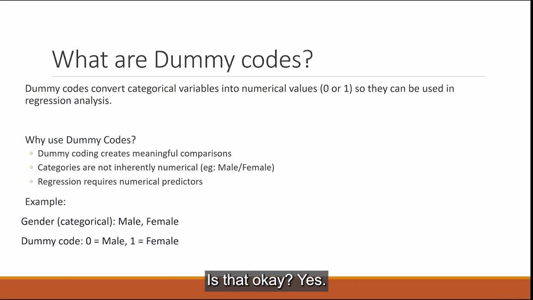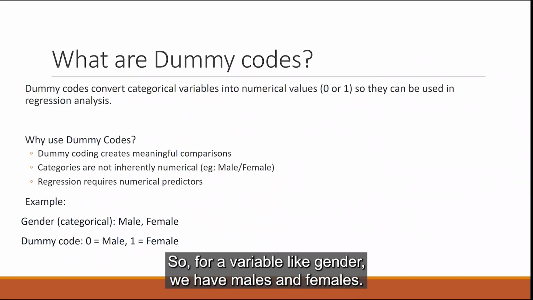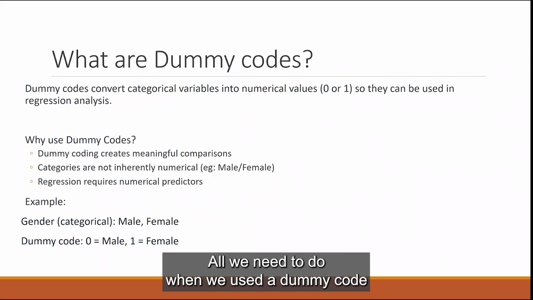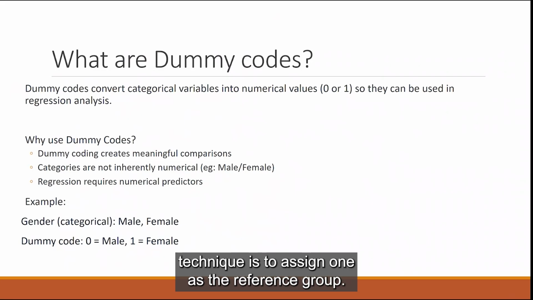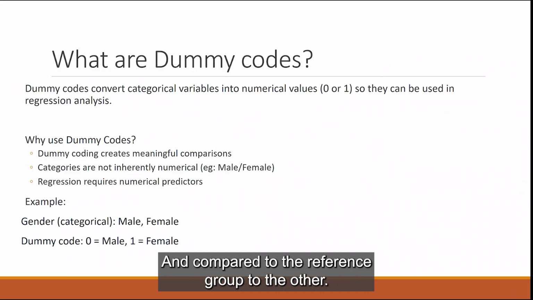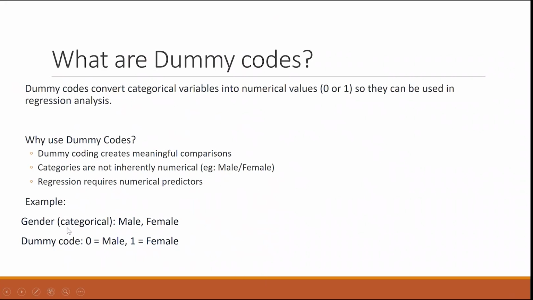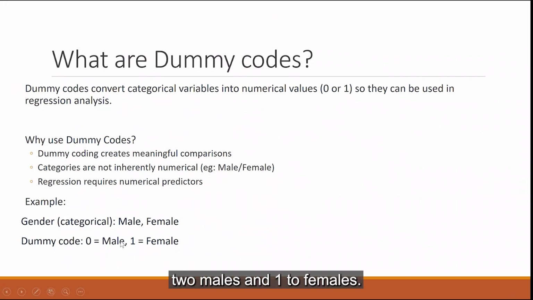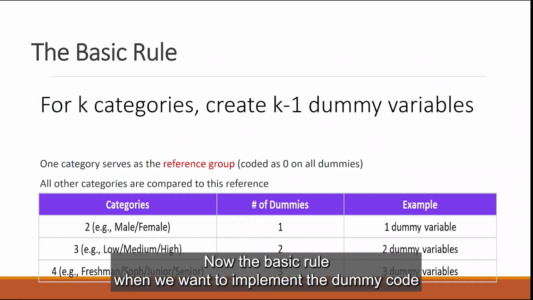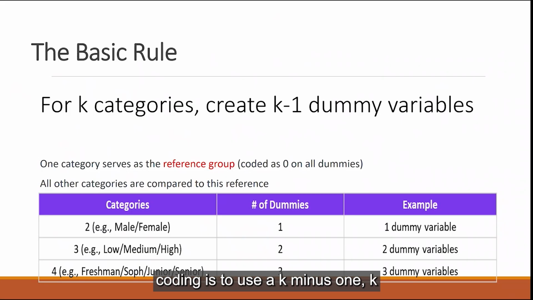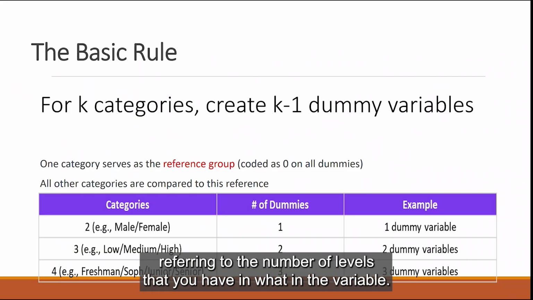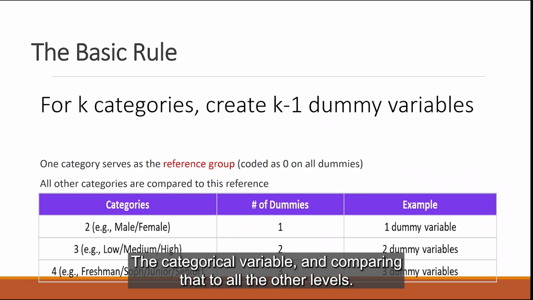Is that okay? Yes. So for a variable like gender, we have males and females. All we need to do when we use the dummy code technique is to assign one as the reference group and compare the reference group to the other. So in this scenario, I'm assigning 0 to males and 1 to females. Now, the basic rule when we want to implement dummy coding is to use k minus 1, k referring to the number of levels that you have in the categorical variable, and comparing that to all the other levels, okay?